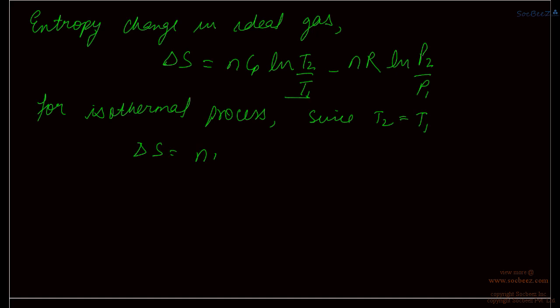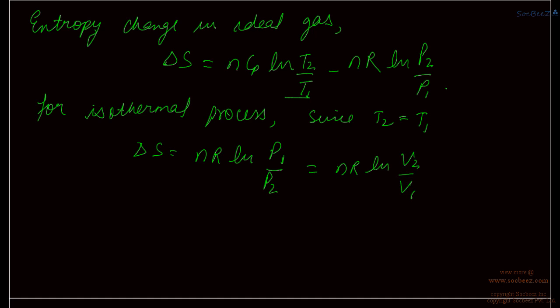Then delta S equals nR ln P1 upon P2, because since this will be 0, then delta S will be minus nR ln P2 upon P1, which we can also write as plus nR ln P1 upon P2 equals nR ln V2 upon V1, as pressure and volume are inversely proportional.